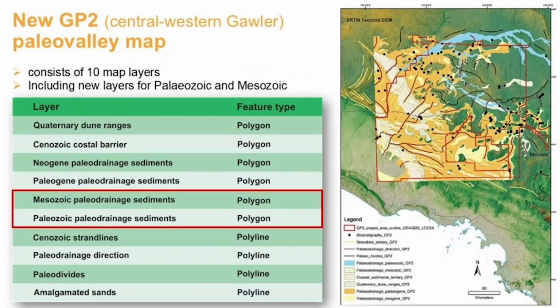For mapping this deep part, in this new mapping, we created 10 layers. 2 of the layers go to the deep part. These are new layers. The other layers are polygons and polylines. All of this information you can find in ArcGIS or the SARIG database from the attribute table. That tells you how reliable it is, what tools we used, and who did it.